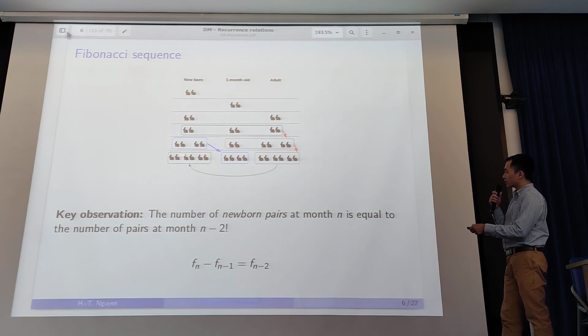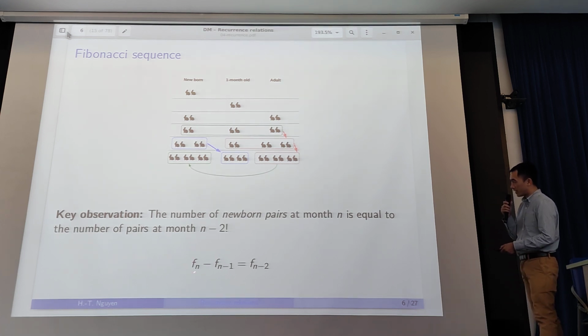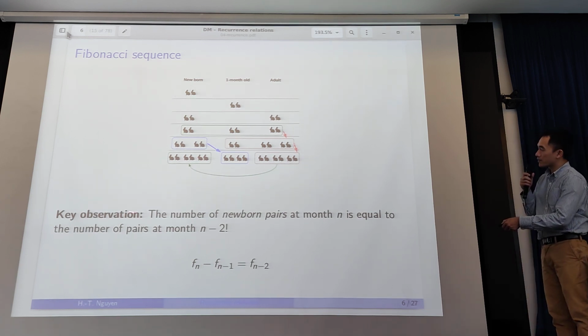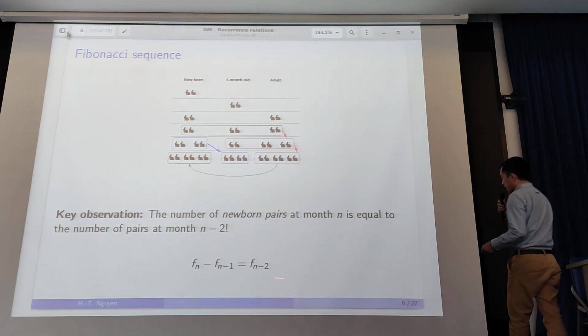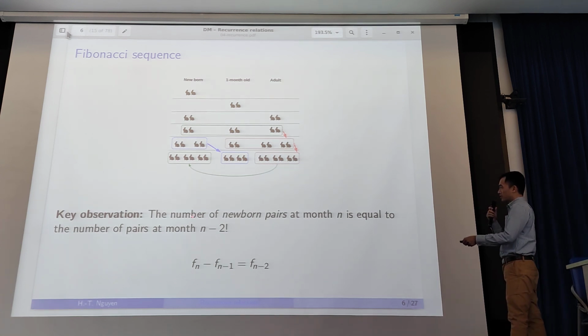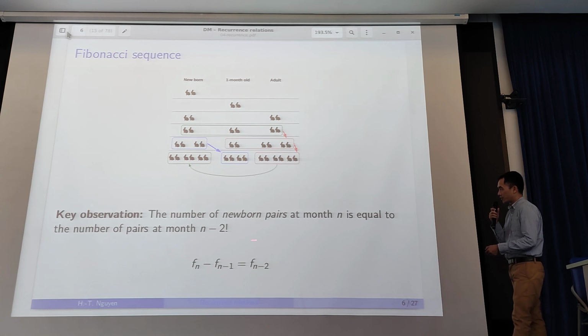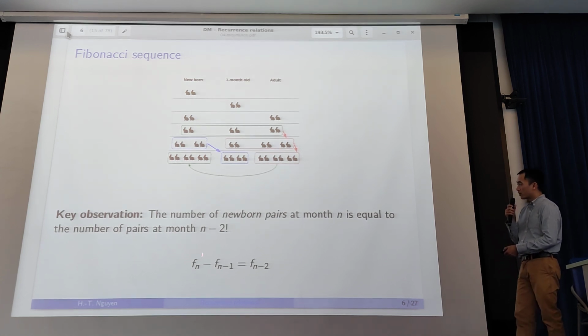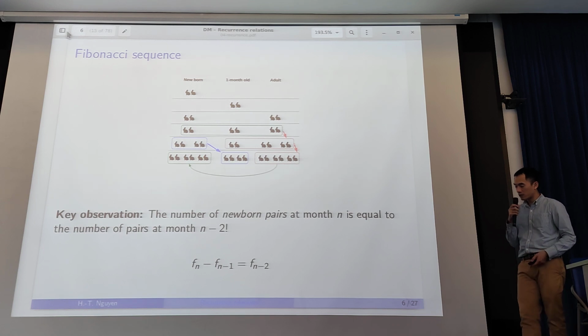The difference here, which is the number of newborn pairs, if we write it as a formula, will be equal to f_n minus f_(n-1). And this statement, this observation, is the equivalent of the observation but in formula, in symbols. So we have the number of newborn pairs is equal to the number of rabbits 2 months earlier.